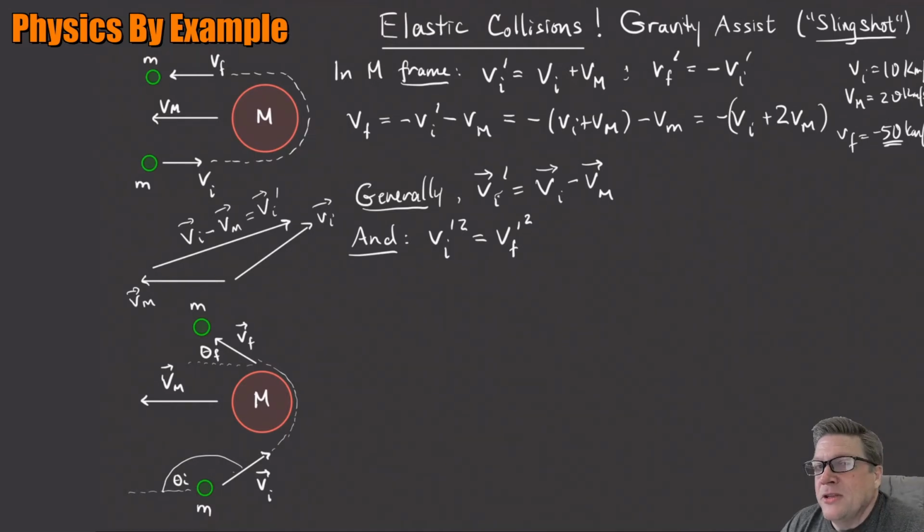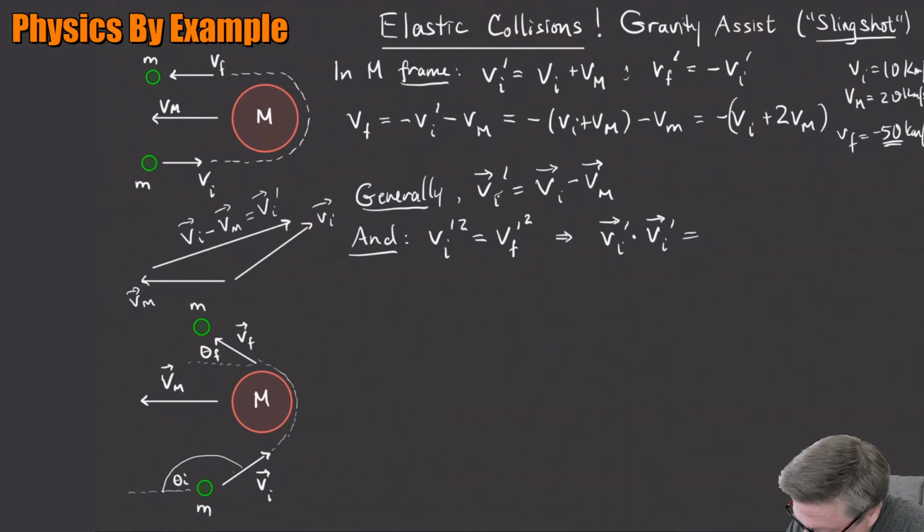Okay, now let's use a little trick. What is Vi squared? These are vectors, right? So this is the same thing as saying Vi vector dot Vi vector, because that's really Vx squared plus Vy squared plus Vz squared. So this is Vi dot Vi. I've got to be careful and put the primes on there, right? This is still in the planet's frame. This is Vf dot Vf.